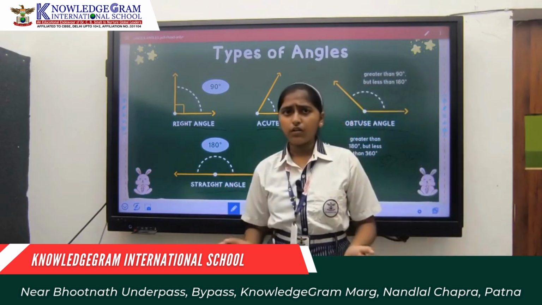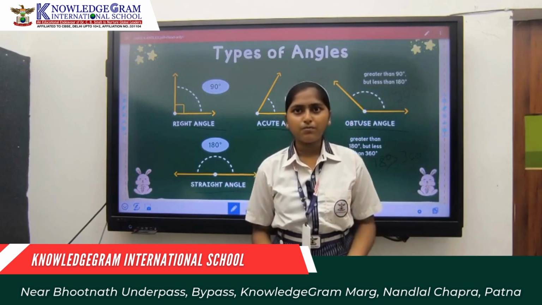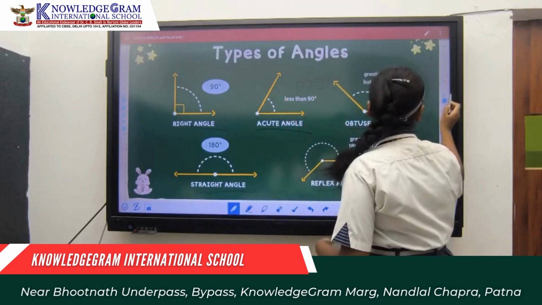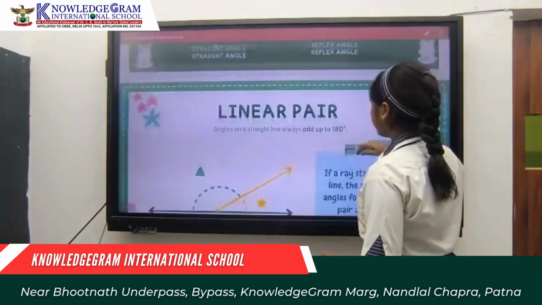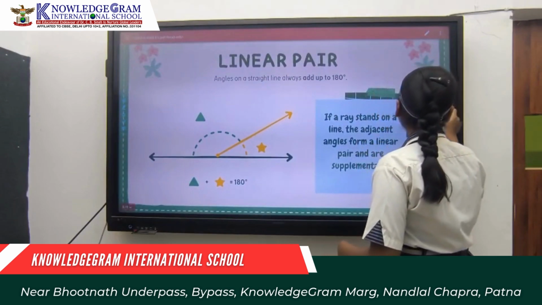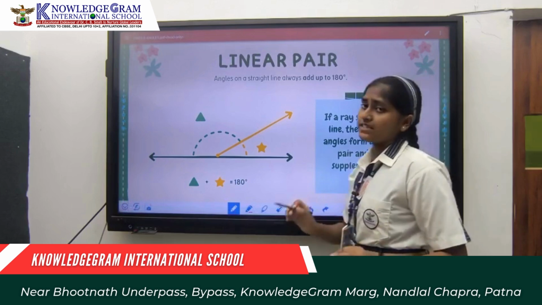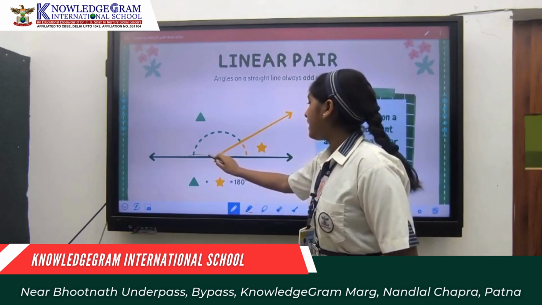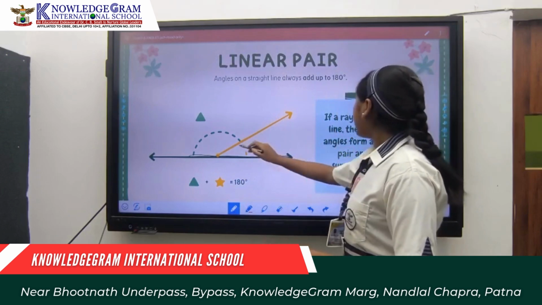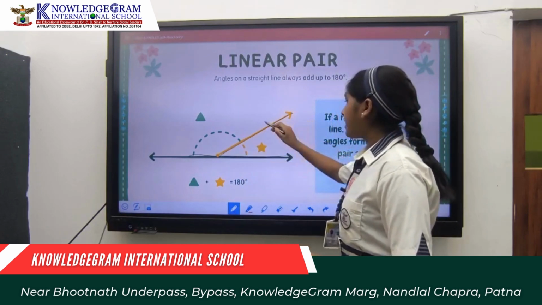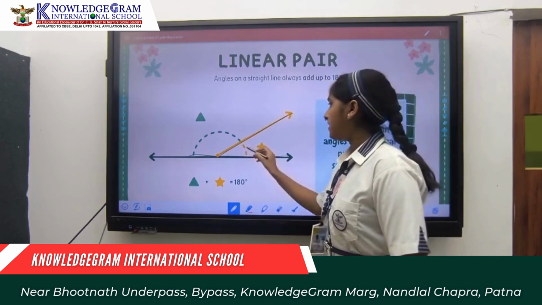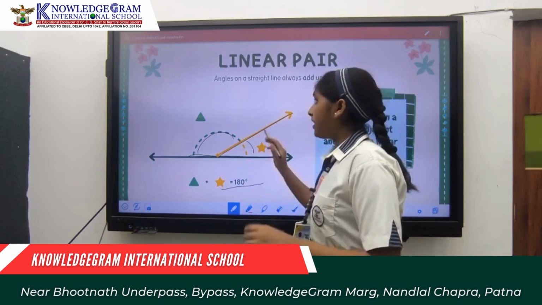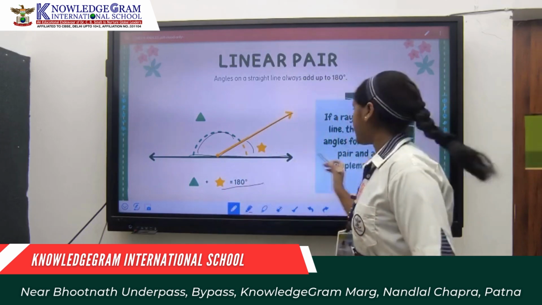So till here we have learnt about basic terms in definition and types of angles. Next is a linear pair. What is linear pair? A line in which a ray stands, it would be linear pair. Means these and this sum would be 180 degree. This is what linear pair is.